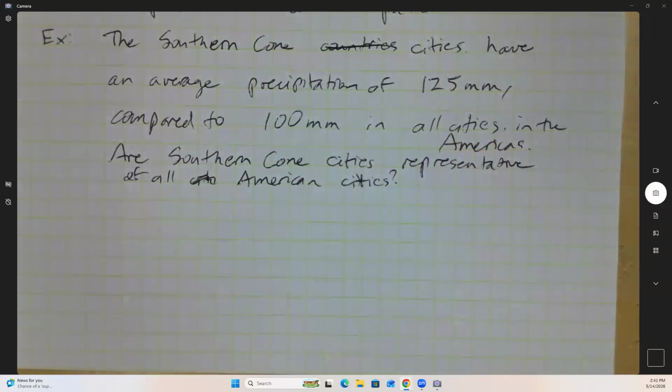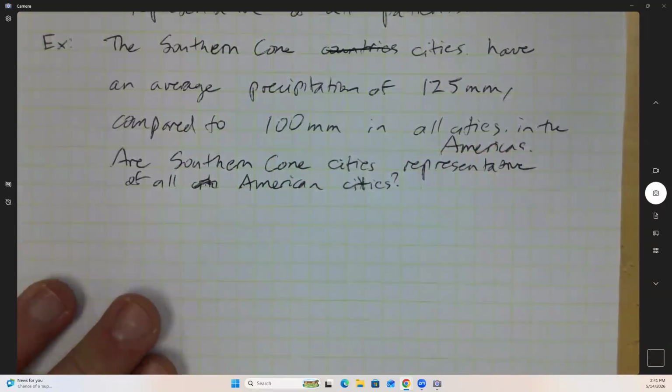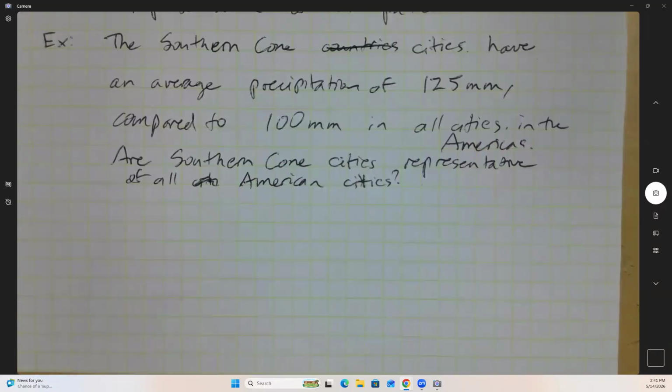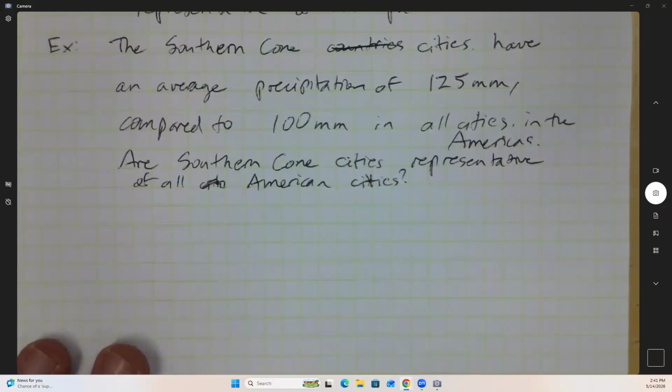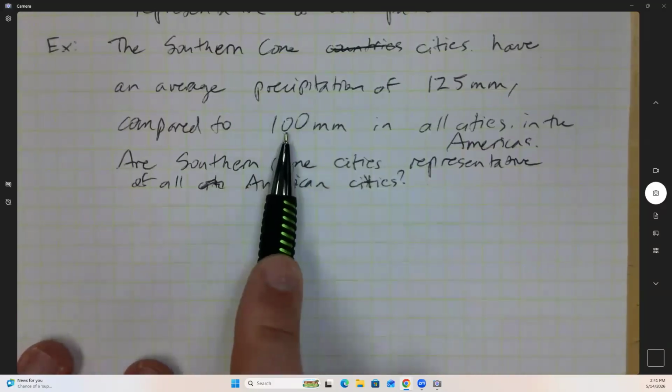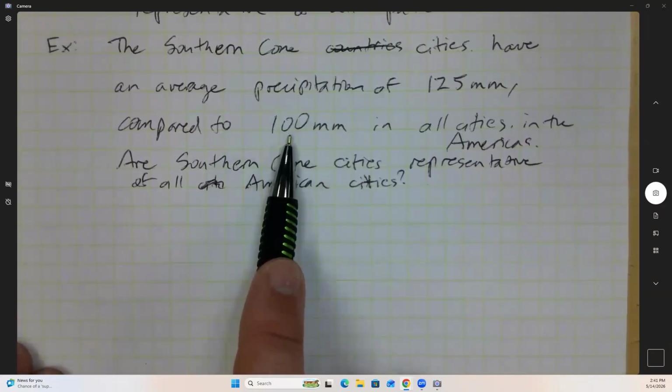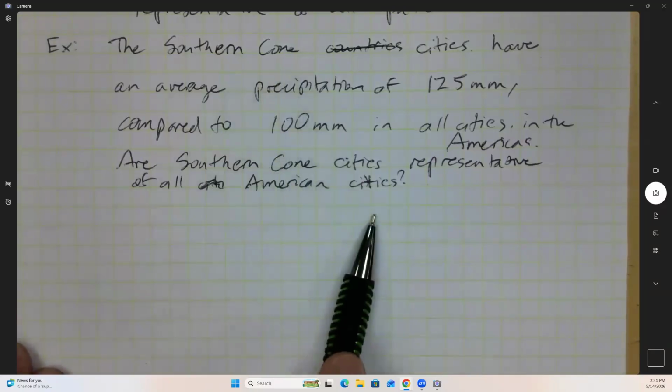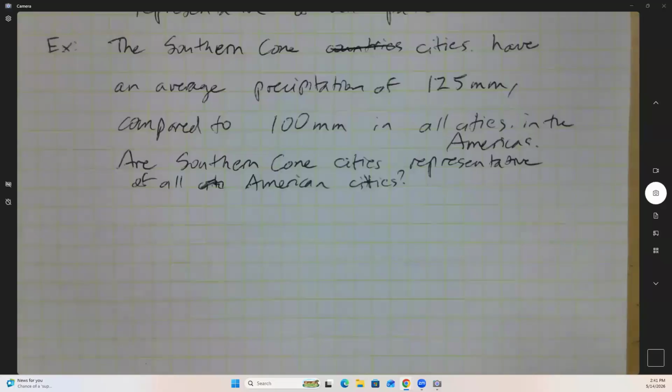Of all American cities. And you concluded, well, the probability of seeing a group of 30 cities with a precipitation of 125, if the average really is 100, that was like a 2% chance. So it's very unlikely that the Southern Cone cities are representative of all American cities. You conducted a hypothesis test. It wasn't super formal, but it was a good statistical hypothesis test.